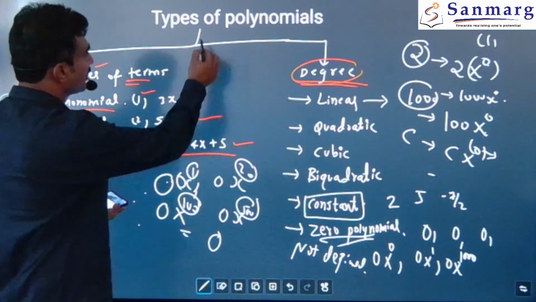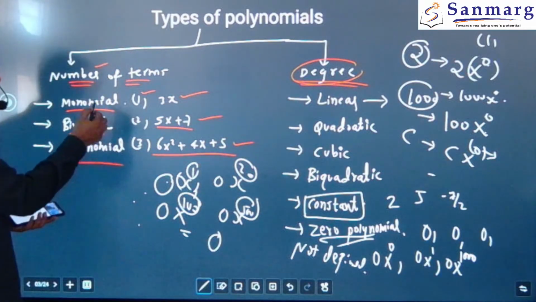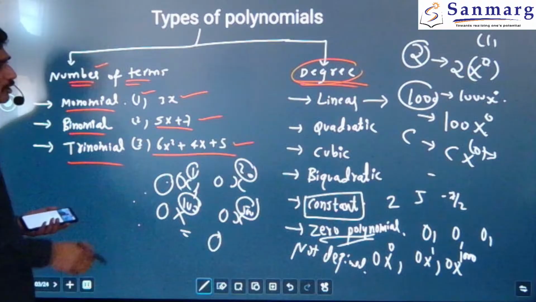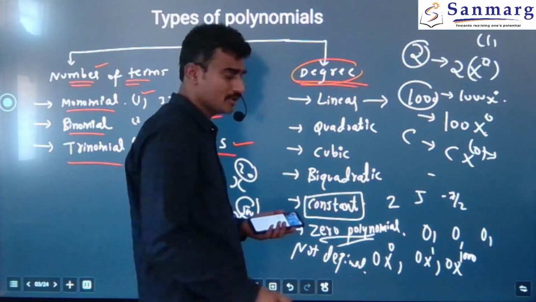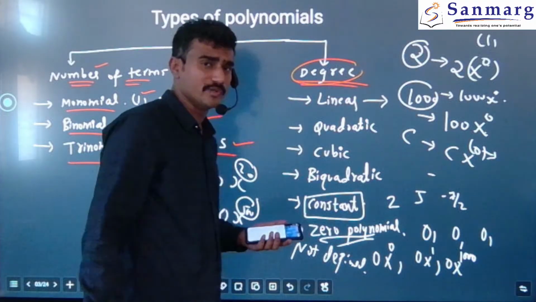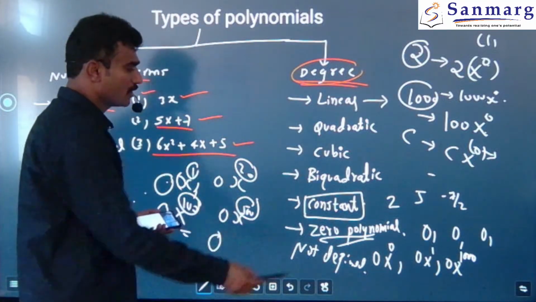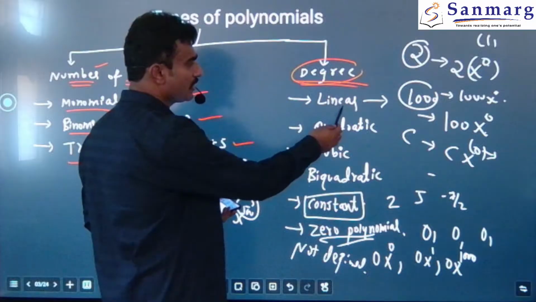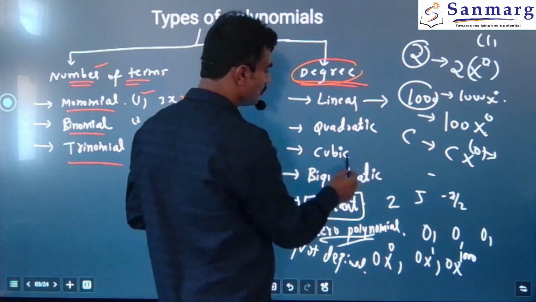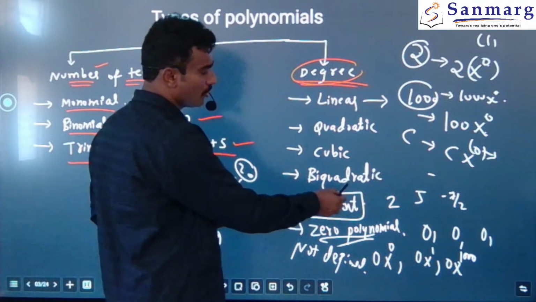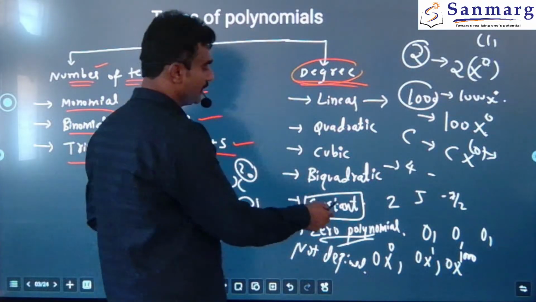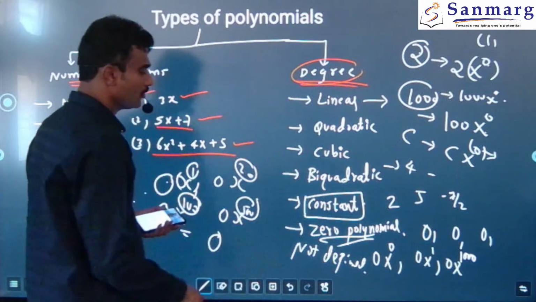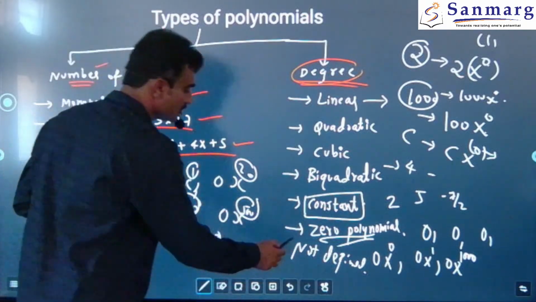So these are the types of polynomials. Based on the terms, we have three types: monomial, binomial and trinomial. Based on the degree, we have linear, quadratic, cubic, biquadratic, constant and zero polynomial. A linear polynomial has degree 1, quadratic has degree 2, cubic has degree 3, biquadratic has degree 4, a constant polynomial always has degree 0, and for a zero polynomial, the degree is not defined.